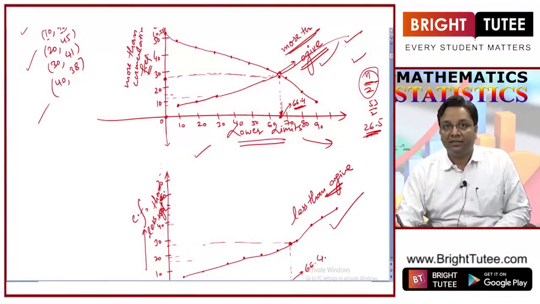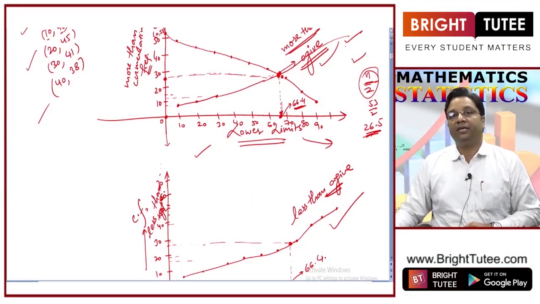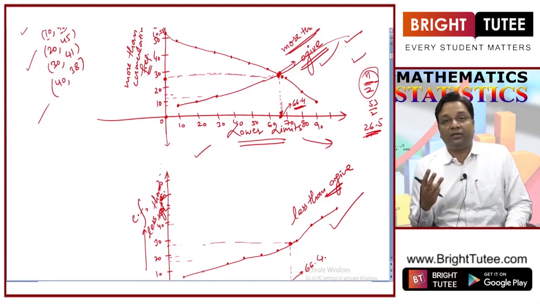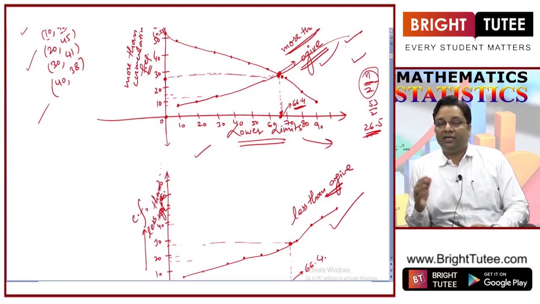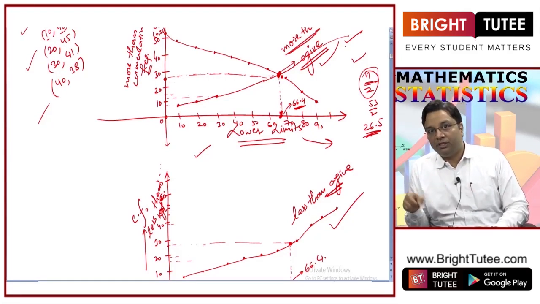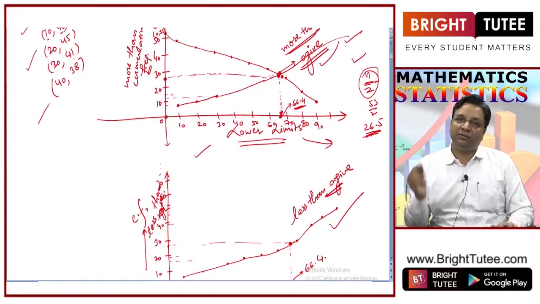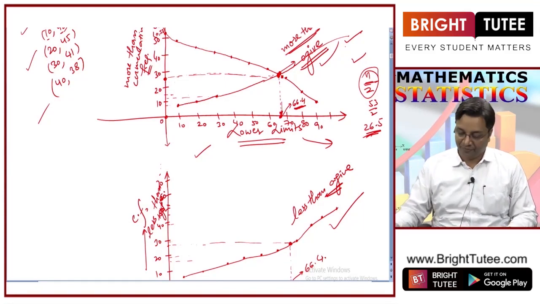Now if you draw both the ogives on the same graph, this point of intersection will give you the median. How? The abscissa of this point of intersection will tell you the median, which will be the same, right? So I have given you 3 ways to find the median using graphs: the less than ogive and the more than ogive independently, and by drawing both the ogives on the same graph and using the abscissa of the point of intersection.